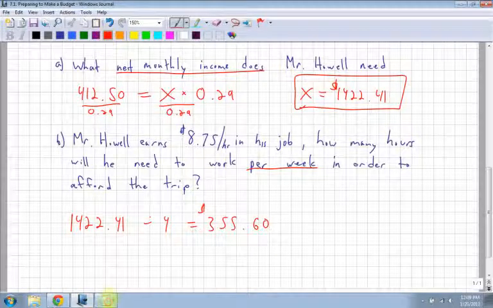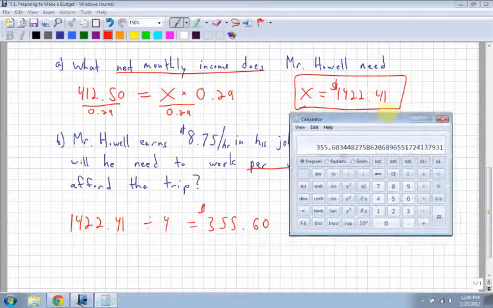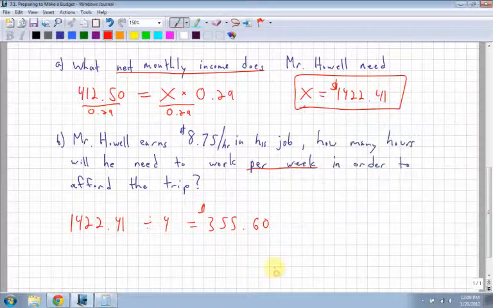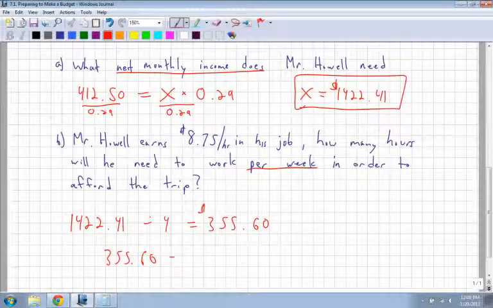So how many hours per week? I just divide them. I take my $355.60 per week, divided by my $8.75. How many times does $8.75 go into that? Well, it goes into it 40.64 times, and that's how many hours per week.